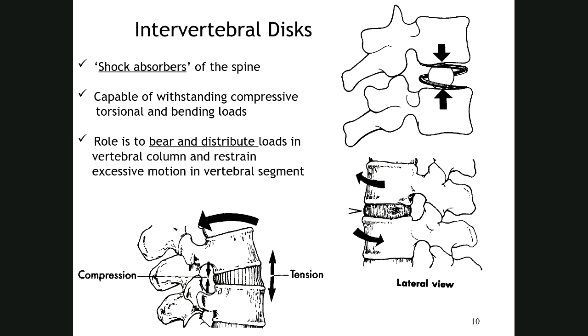They're capable of withstanding compressive and torsional forces, so rotations and bending. Their main role is to bear and distribute the loads in the vertebral column and to prevent any excessive motion in vertebral segments. So they're the cushion to our spine.